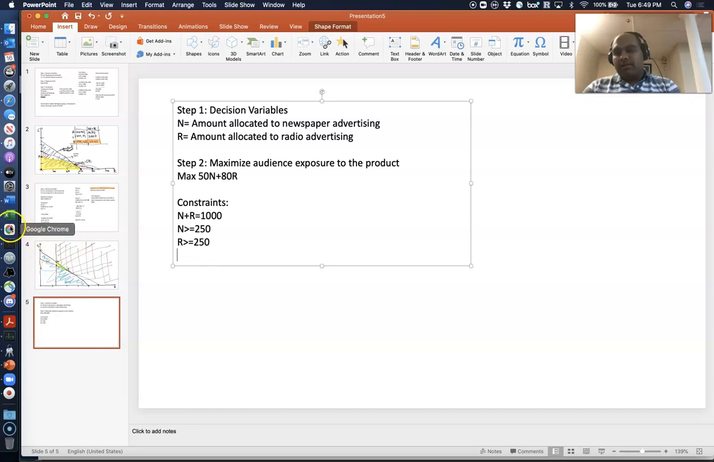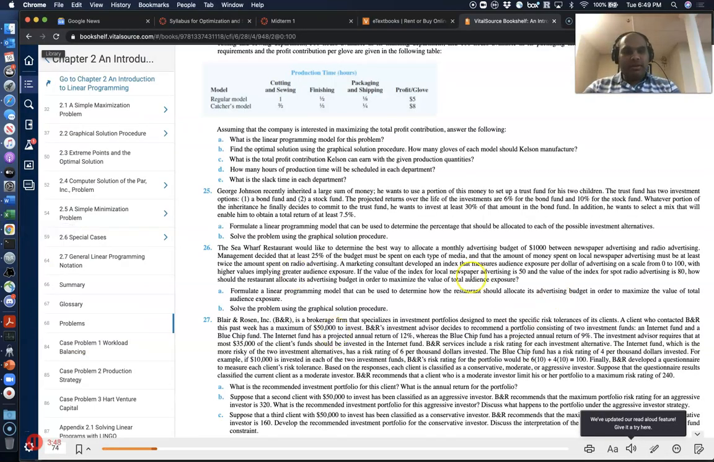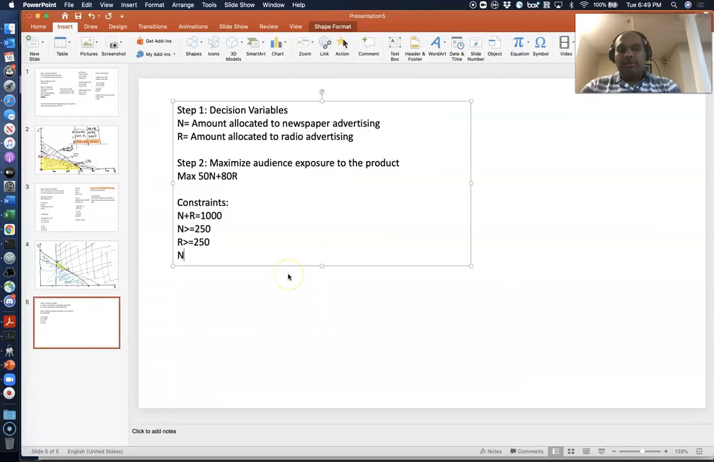And finally, the interesting constraint here says that the money spent on newspaper must be at least twice the amount spent on radio advertising. So you want to spend more on newspaper advertising. The amount spent on newspaper advertising must be at least twice the amount spent on radio advertising, right? So N has to be at least twice the amount that you spend on radio advertising. So these are the constraints.